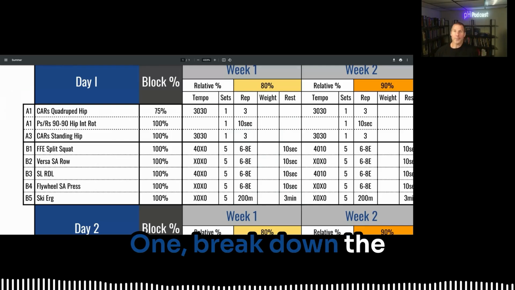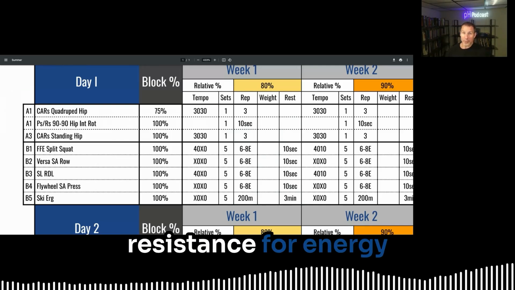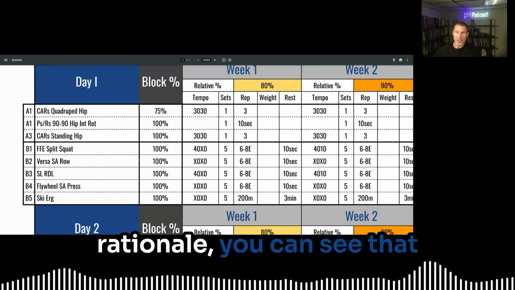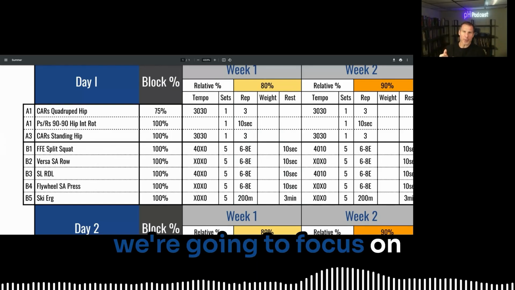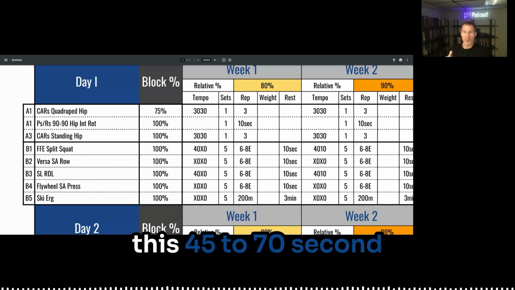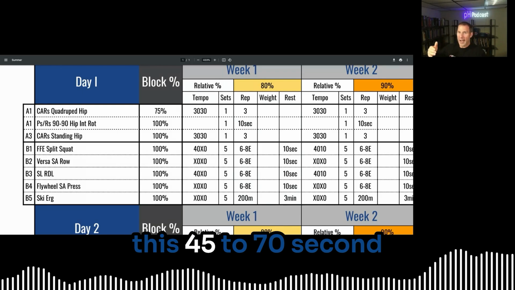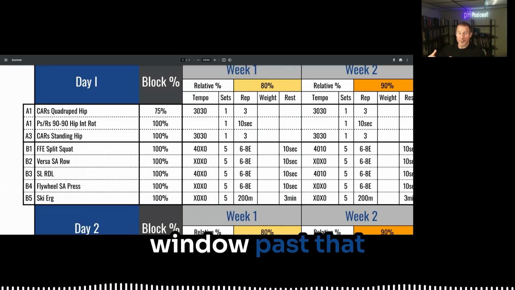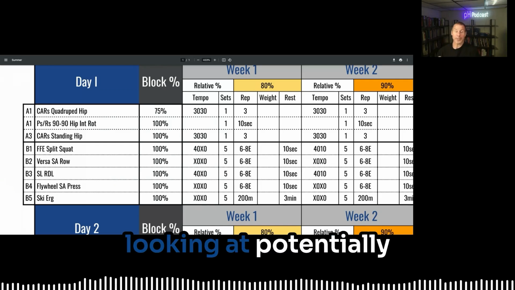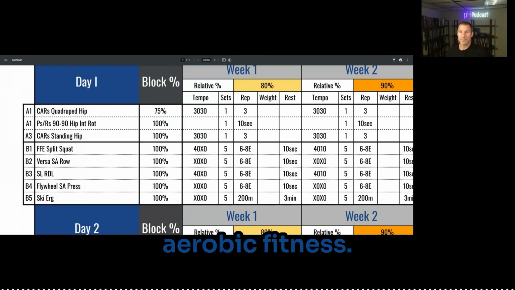Wanted to break down the flywheel or conical based resistance for energy system development. If you look through the rationale, you can see that we're going to focus on more glycolytic energy system development, trying to get into this 45 to 70-second window past that lactate threshold.